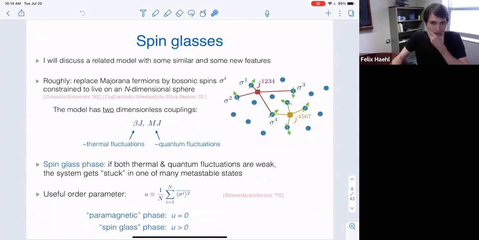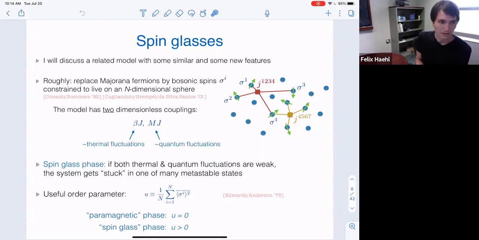Now, in this talk, I will talk about a similar model, or a different model, which has some features that are similar to the SYK model, but it also has some interesting new features. And before I define the model in detail for you, let me tell you a few qualitative things to set up some of the intuition.